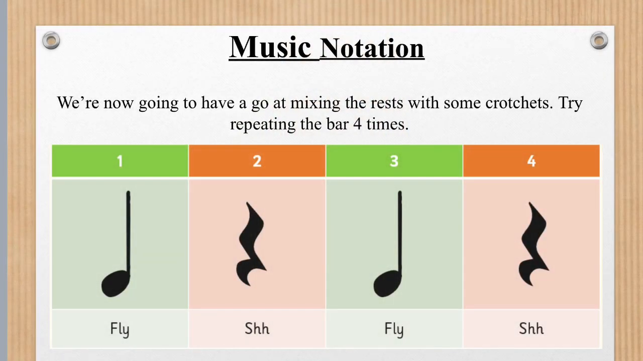So if we look on our PowerPoint slide, we've got a 4 beat bar and I'll just show you that on the screen now and I'll show you what it should sound like. As you can see, this bar is split into 4 beats and it goes crotchet, rest, crotchet, rest. Okay, so we're going to try repeating this bar 4 times. So it goes fly, shh, fly, shh, fly, shh, fly, shh.